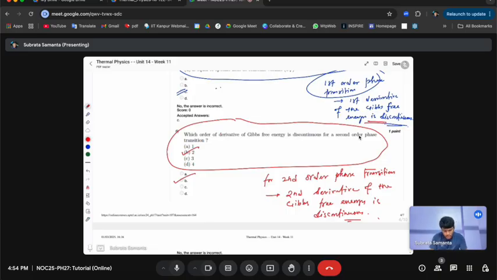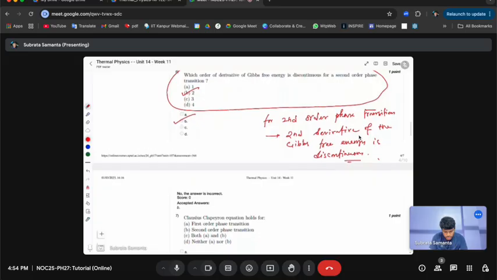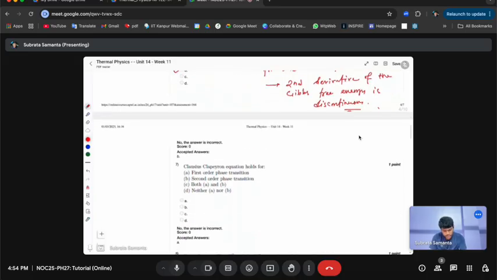Okay, so then I'll move to question number 7. The Clausius-Clapeyron equation holds for... I already discussed this, right? In the beginning I discussed that the Clausius-Clapeyron equation holds only for first order phase transitions, so option A is correct. Any doubt?